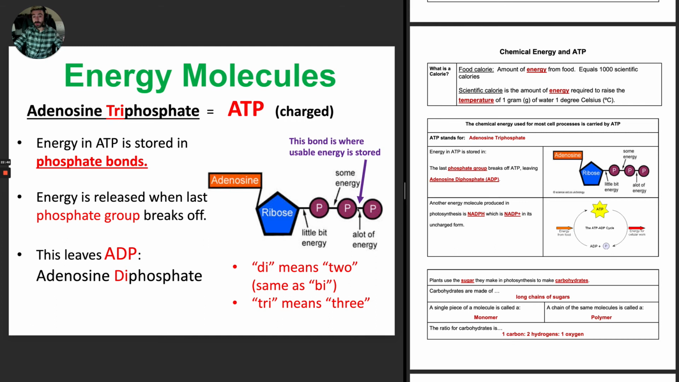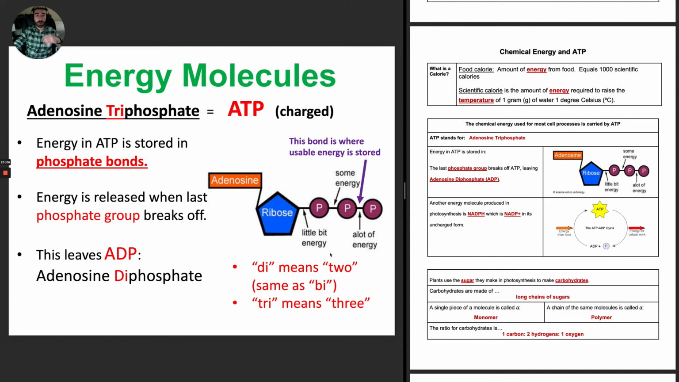These bonds store energy, and the third bond specifically stores a lot of energy. So when that last phosphate group is broken off, when that bond breaks, energy is released. Because remember, bonds are energy, and so when bonds break, energy is released. A lot of energy is released when this bond breaks.